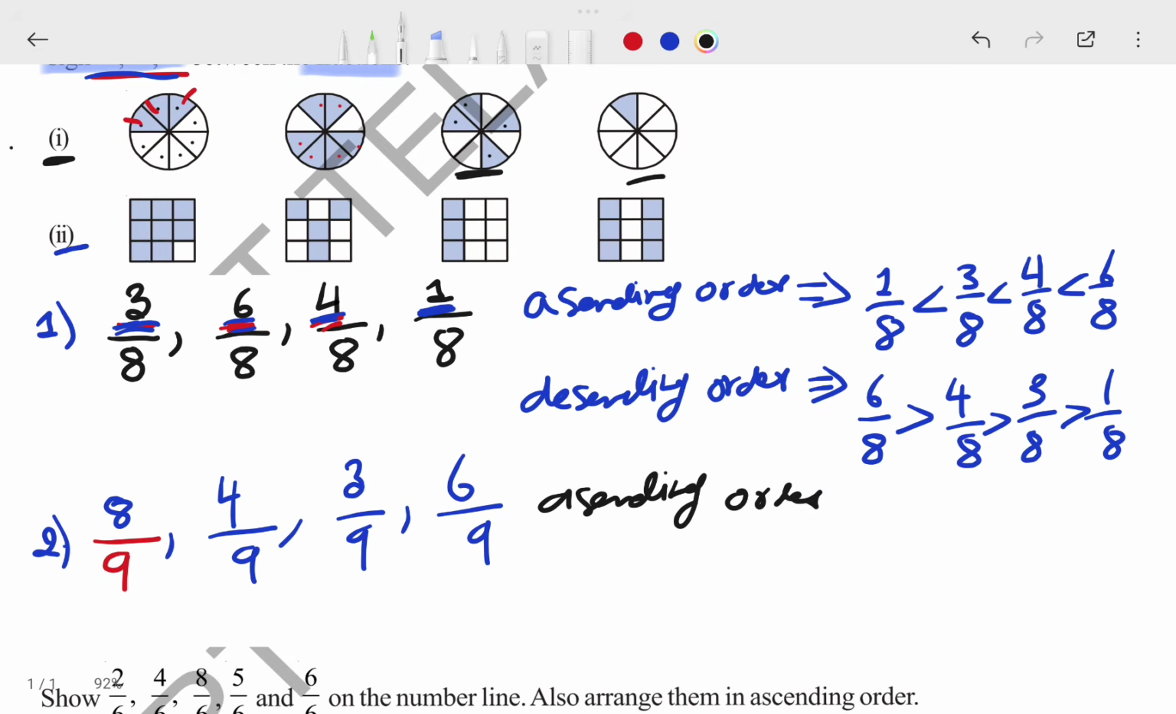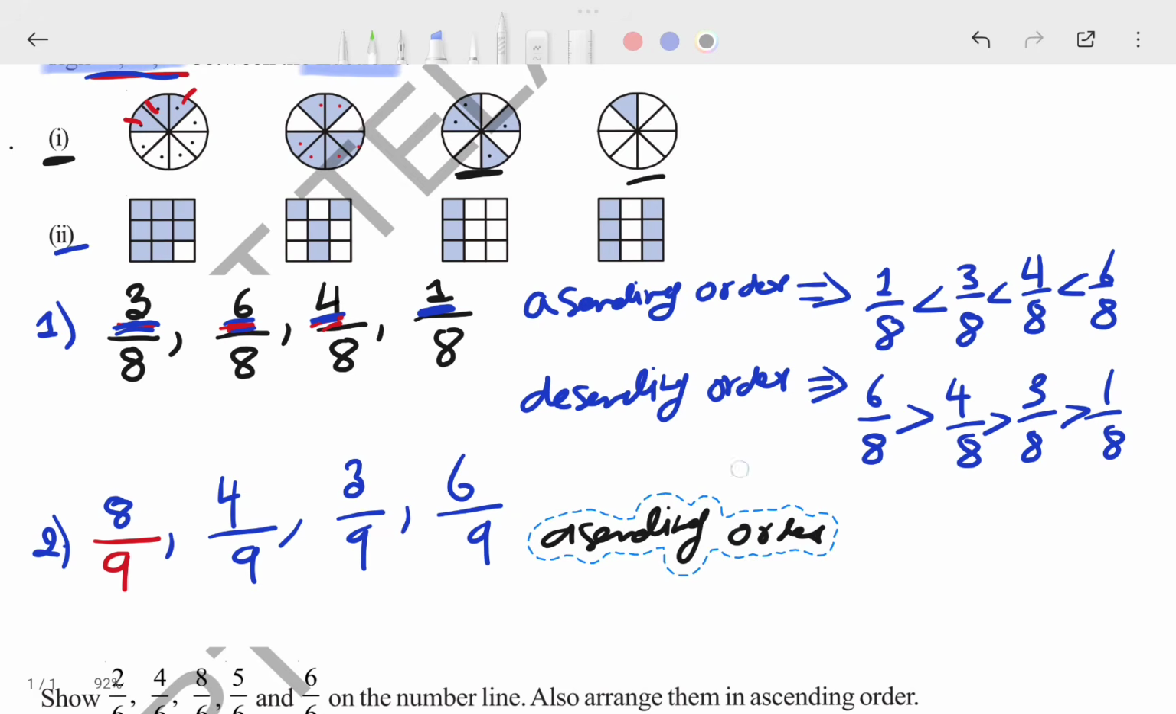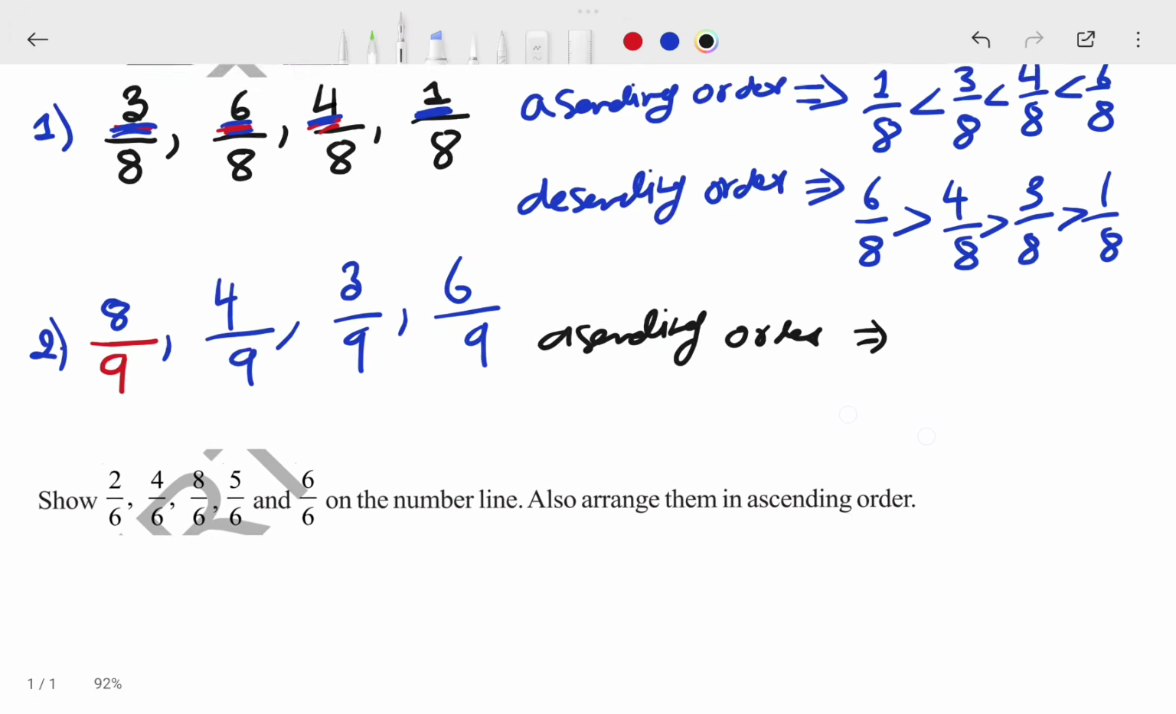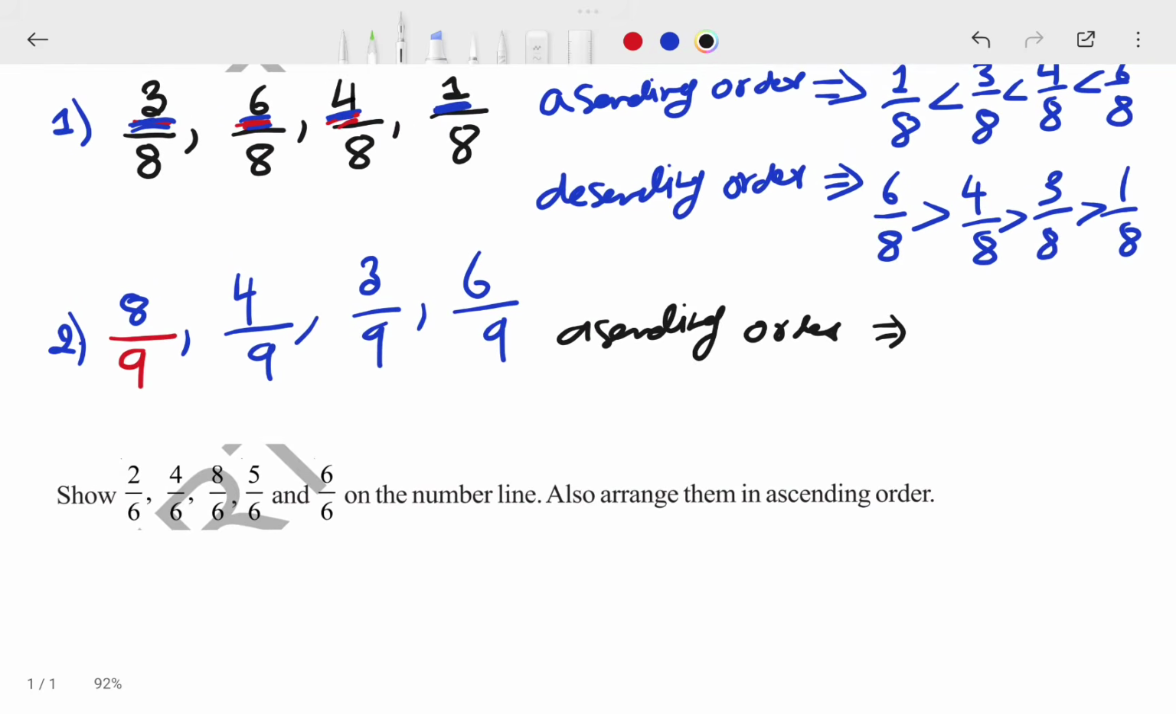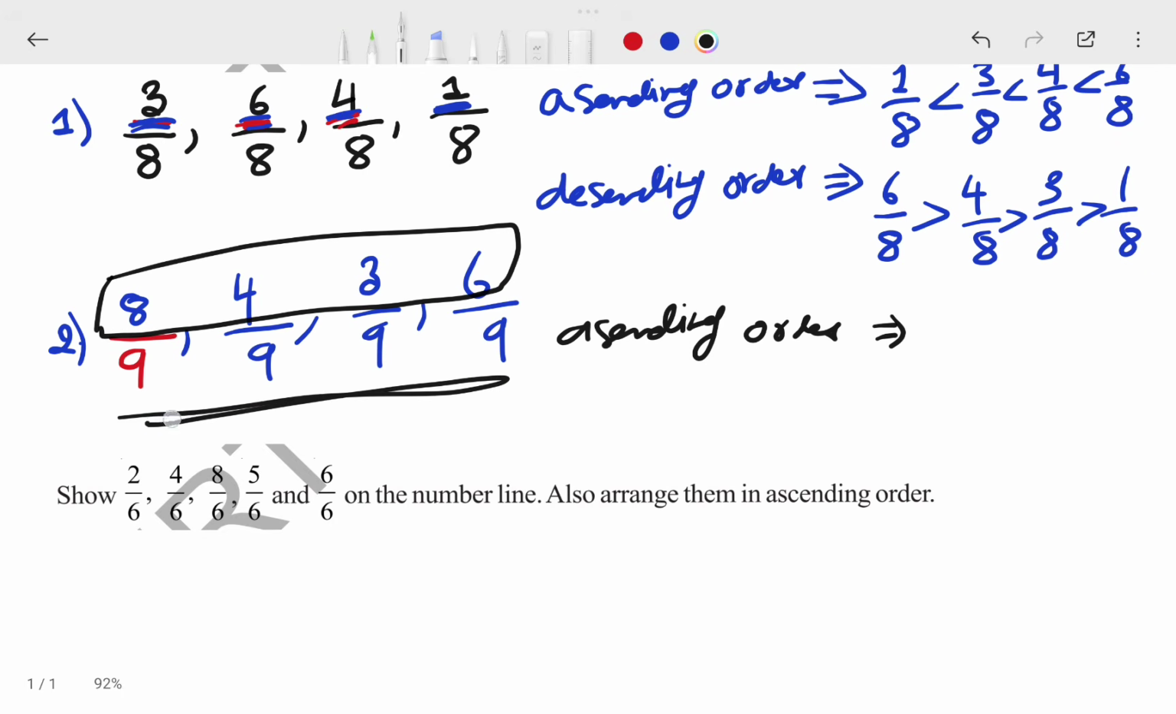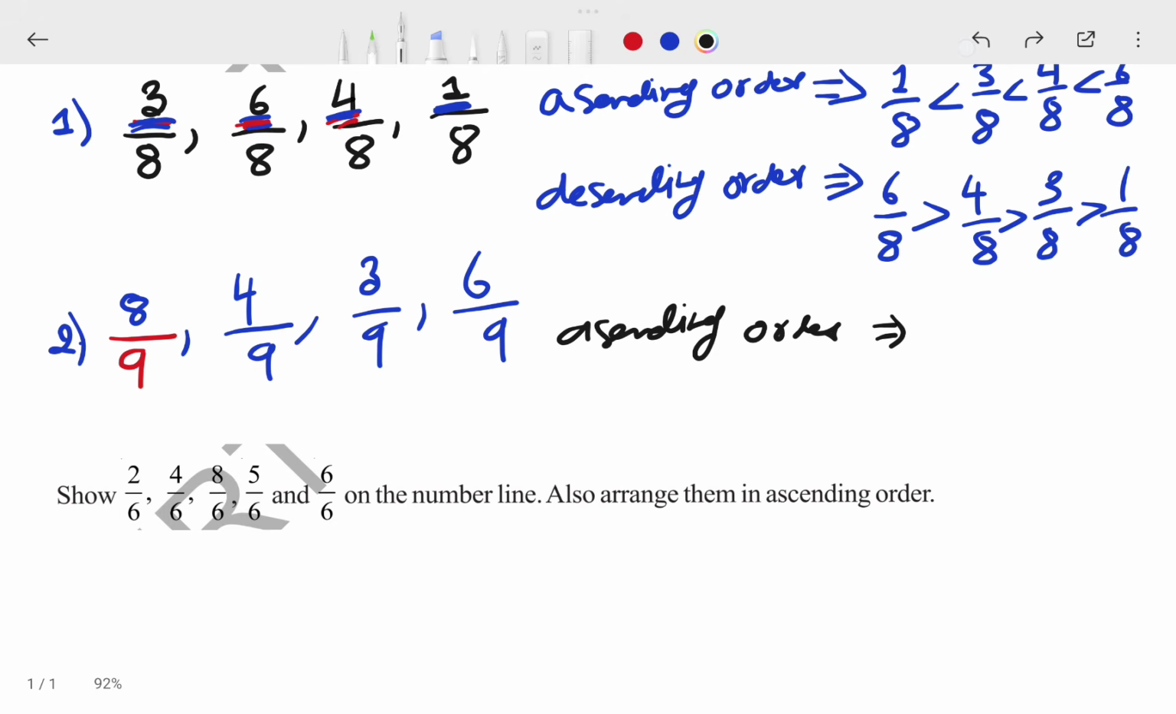Ascending order means, as we already know, small number to big one. The lower numbers are all the same, so we cannot choose which is greater or smaller from them. We are going to take the upper numbers, the numerators, because they are different. So let's do it here.